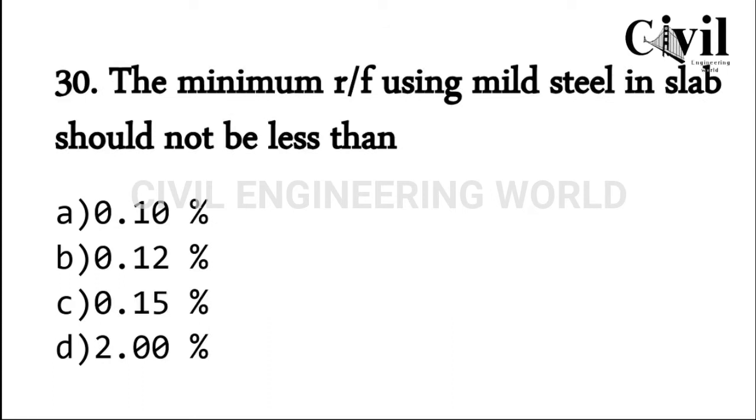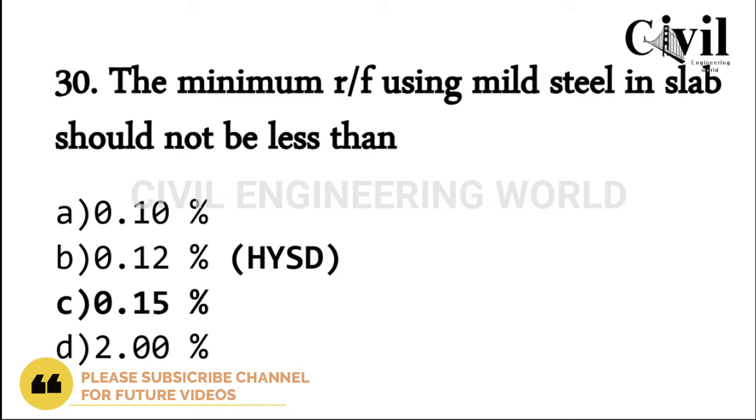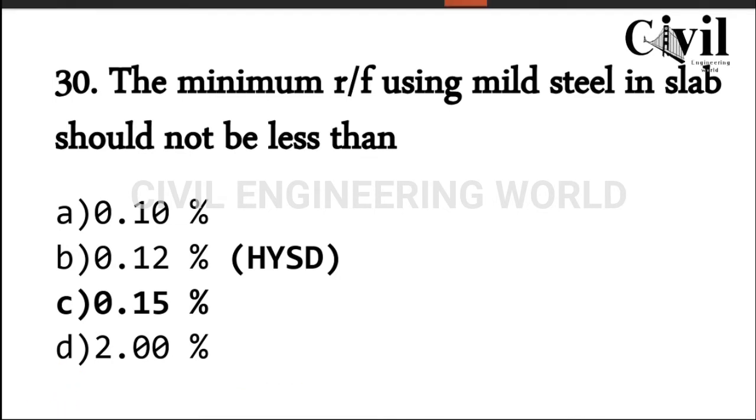The minimum reinforcement using mild steel in slab should not be less than, so its answer will be 0.15%. C is the correct answer. So it varies depending upon the steel grade. Okay, so let's move to the next one, which is it totally depends on YSD.